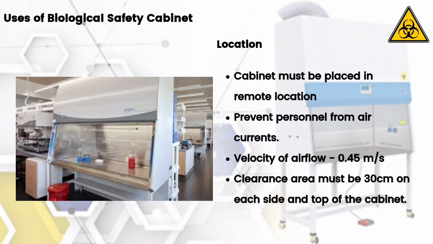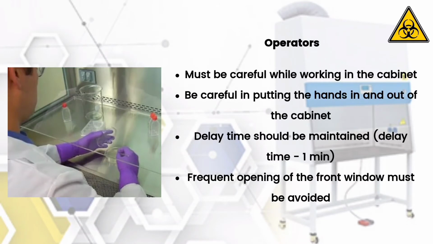by air currents. At least 30 centimeter clearance area must be provided on each side and behind the cabinet for maintenance. Also, the same 30 centimeter clearance must be made on top of the biosafety cabinet for protection against the exhaust filter. Operators must be careful while working with the biosafety cabinet.